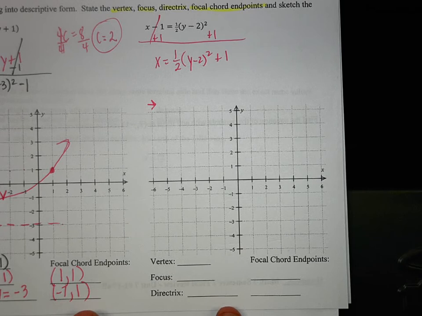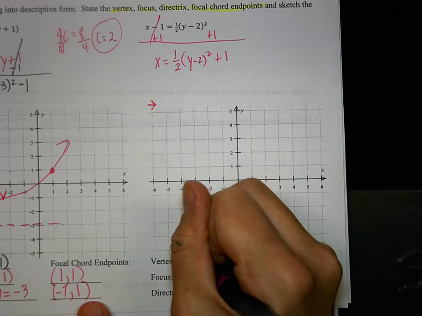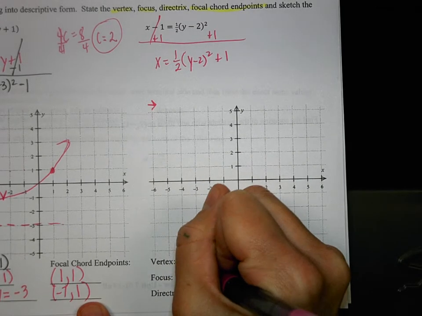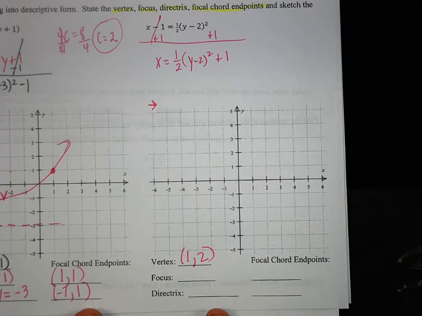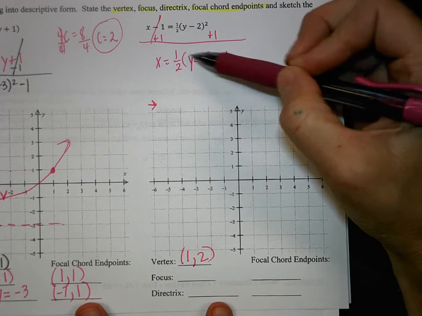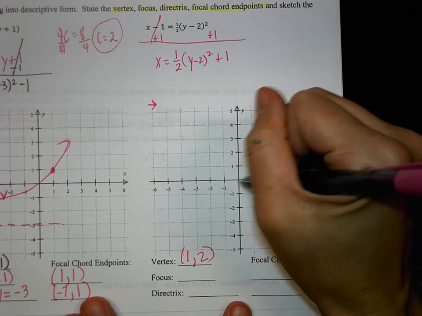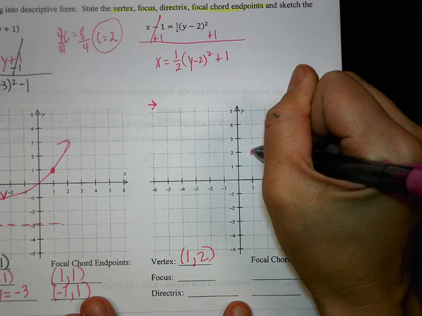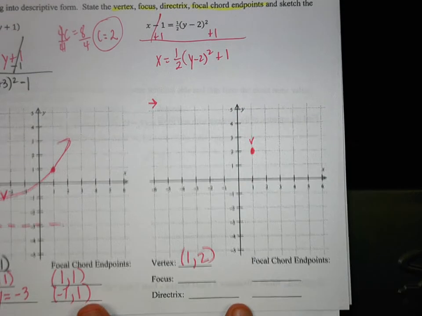Okay, what is my vertex? 1, 2, positive 2, correct? Y minus 2 equals 0. We get y equals 2. Okay, so let's plot that. Go right 1, up 2. Label that with a V for the vertex.